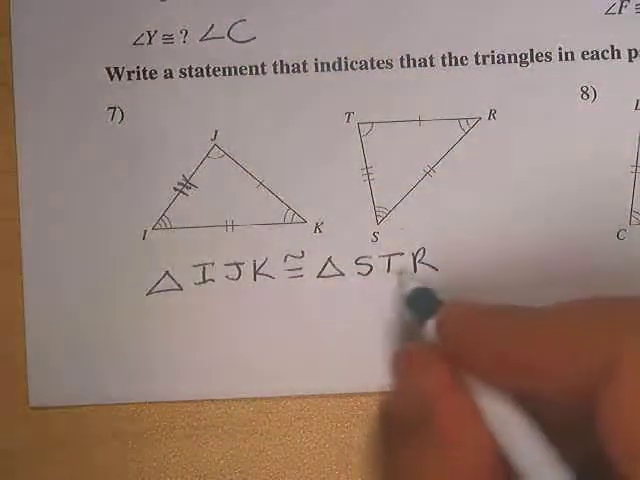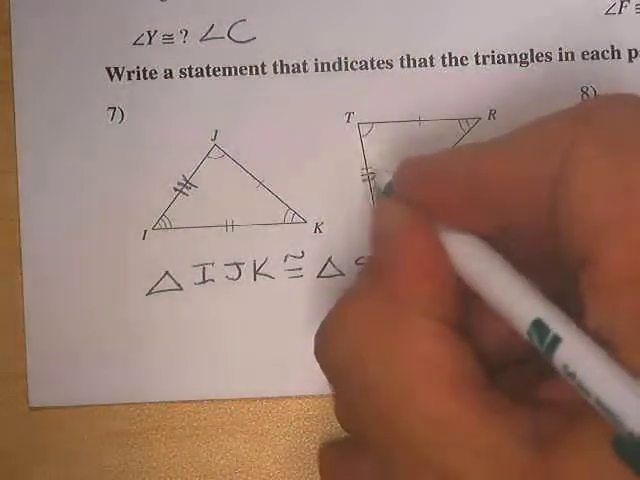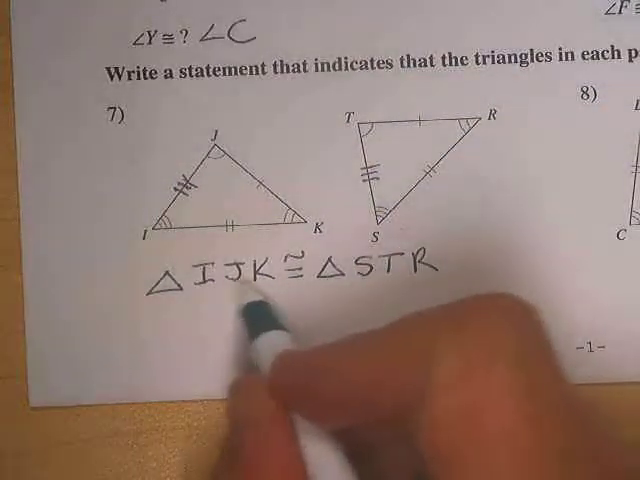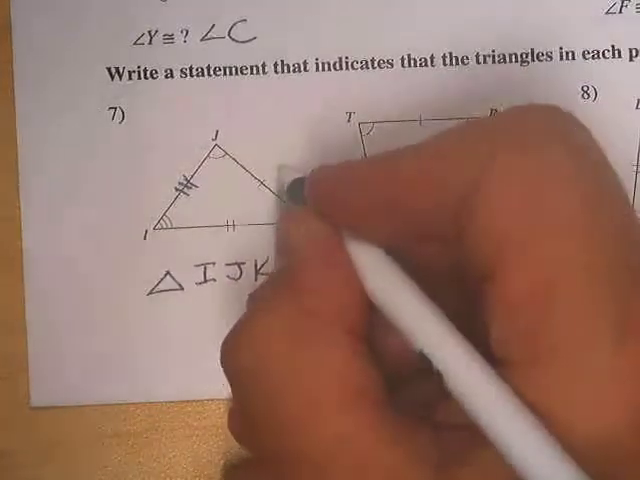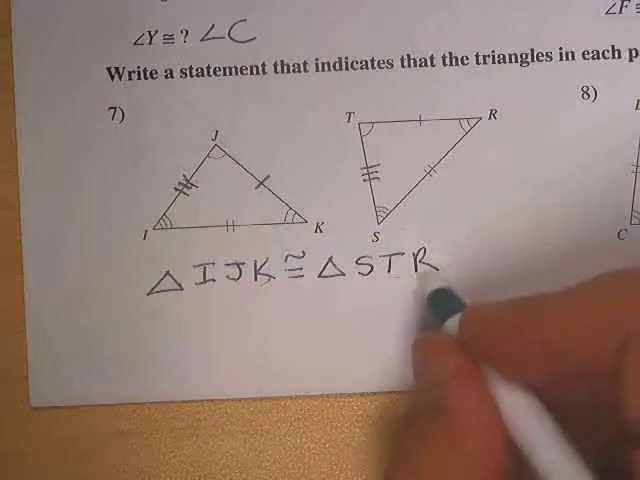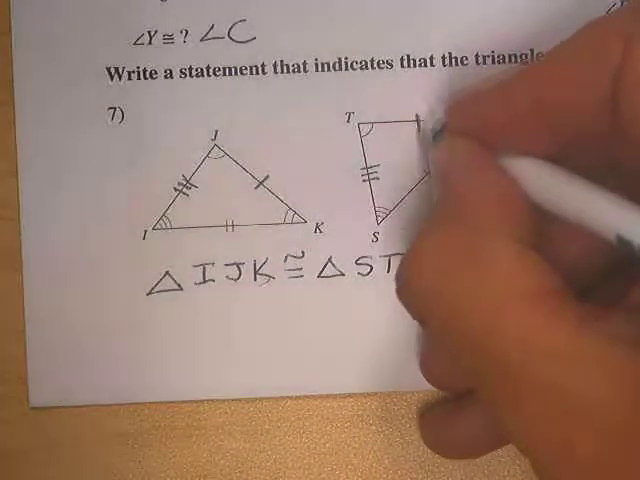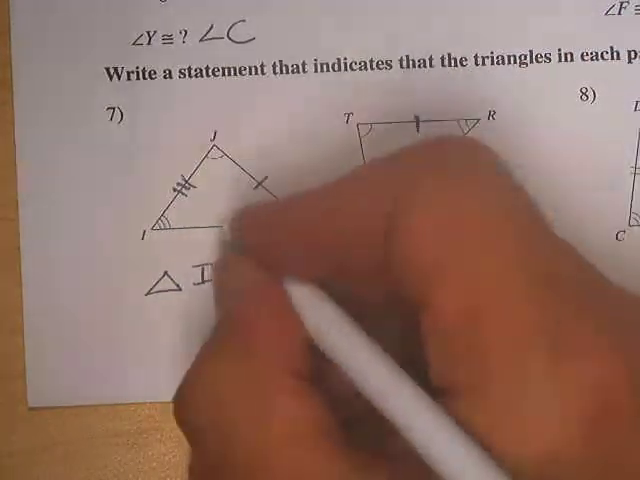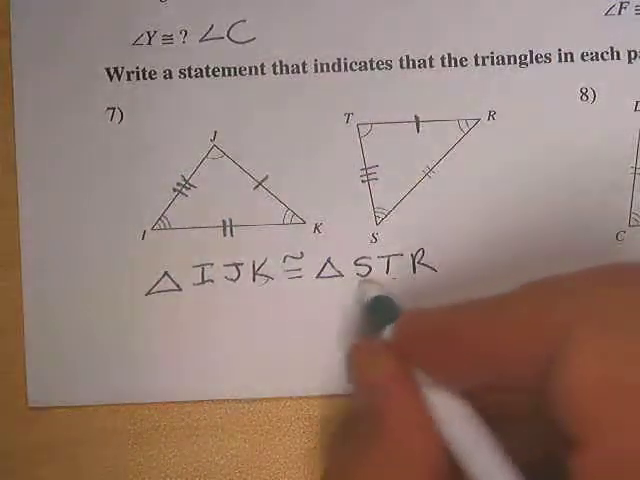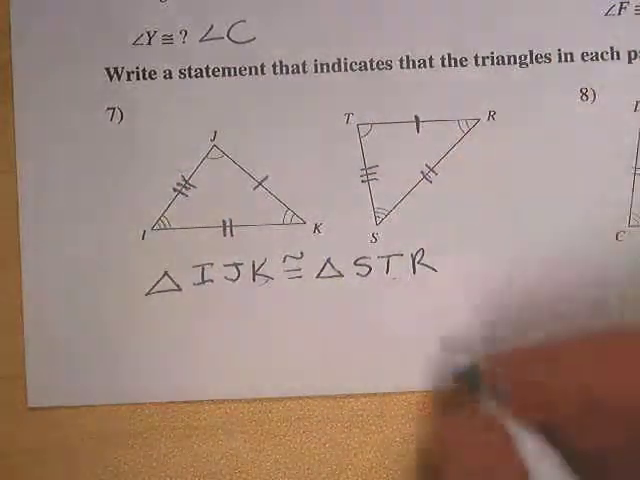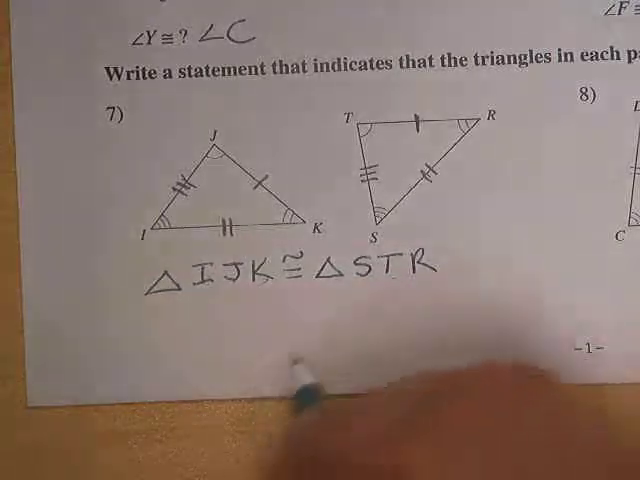Now I can also check it. IJ has 3 marks, and ST also has 3 marks, so that works. JK has 1 mark, and TR has 1 mark. Finally, IK has 2 marks, SR has 2 marks. So I've checked it. My statement works.